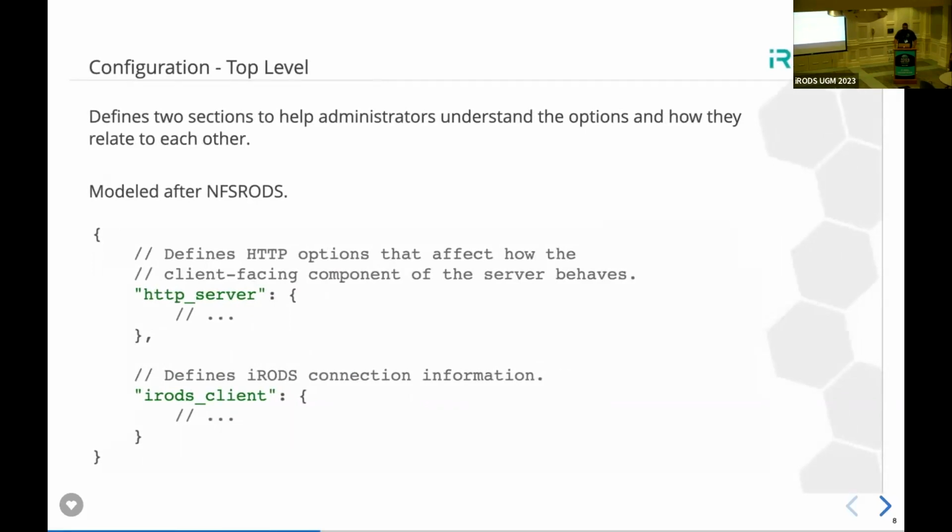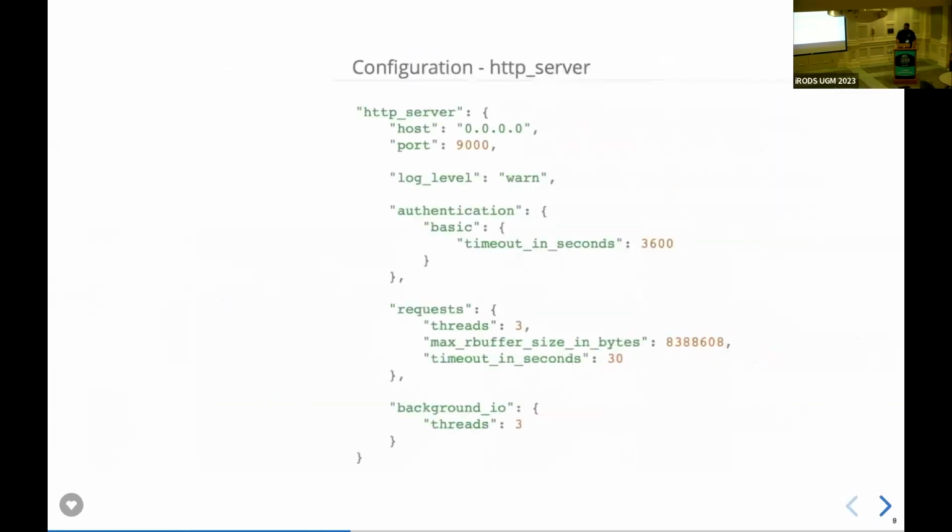At the highest level, we define two sections called HTTP server and iRODS client. This is modeled after NFSRODS. The HTTP server section defines the front end, the side that's going to communicate via HTTP. And then the iRODS client section defines iRODS-specific connection information and other properties. It's defined this way because we believe that this is easy for people to understand and reason about.